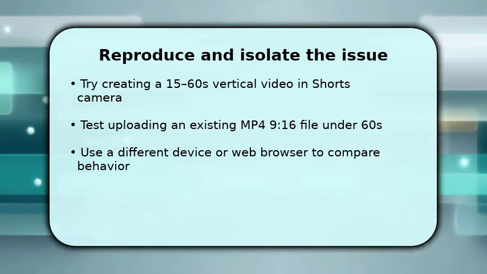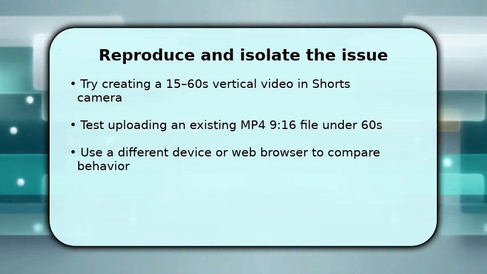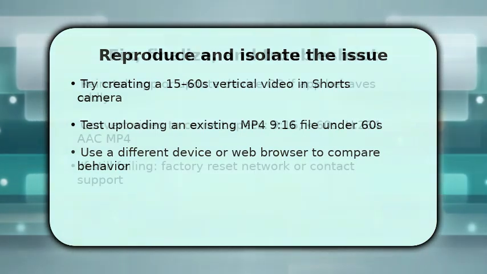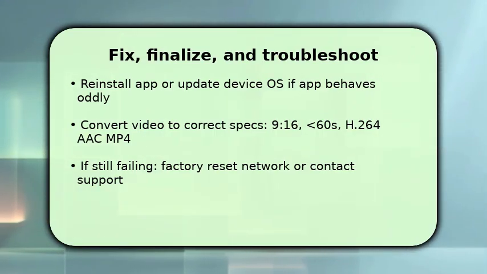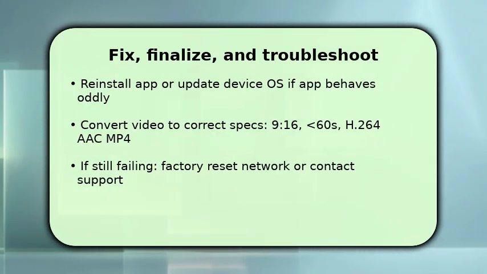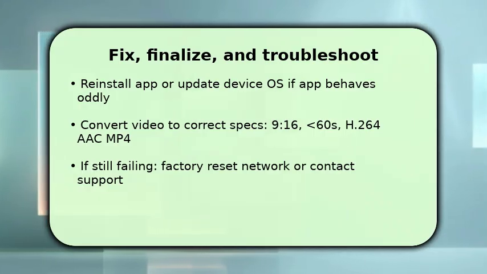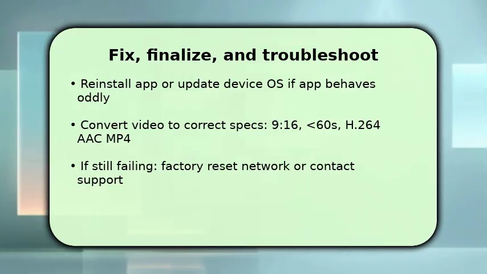Finally, apply the definitive remedies. Reinstall YouTube and update your device OS so the app runs expected APIs. If uploads fail, convert the clip to 9:16 aspect ratio under 60 seconds H.264 video with AAC audio in an MP4 container, then retry. Once done, clear app data and sign back in.